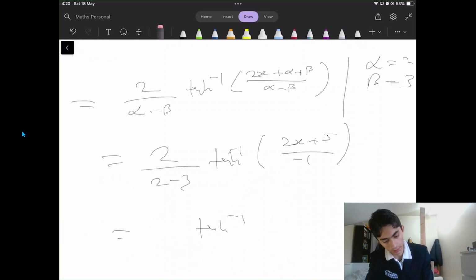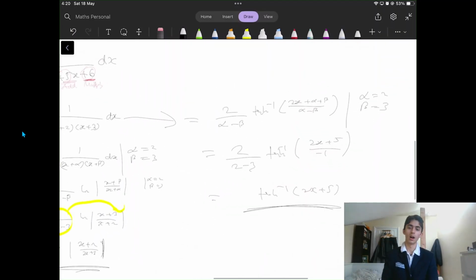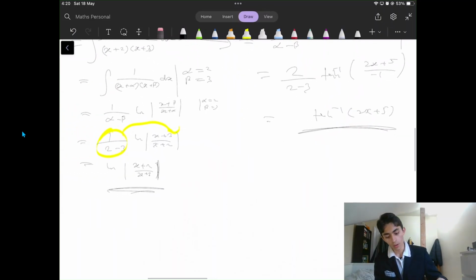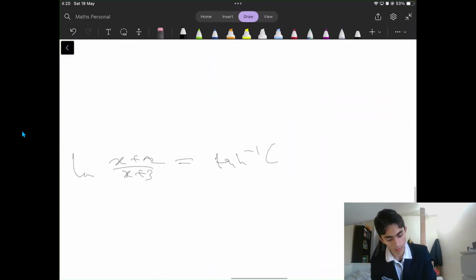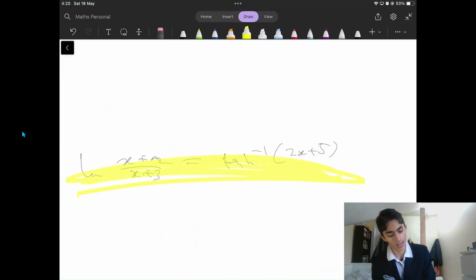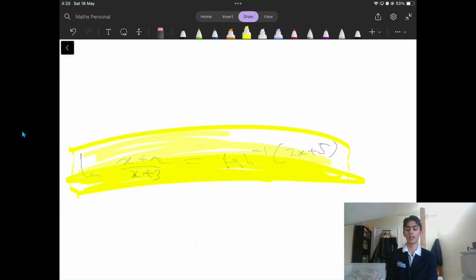We can probably cancel the negatives out, giving us 2x plus 5 here. Arctanh of 2x plus 5, essentially. So therefore, natural log of (x plus 2) over (x plus 3) is equal to arctanh, or hyperbolic inverse tan, of 2x plus 5. That's a lovely identity, I guess, that we have concluded. This is only a specific case, so it's not really interesting to me. It might be to you, but yeah.